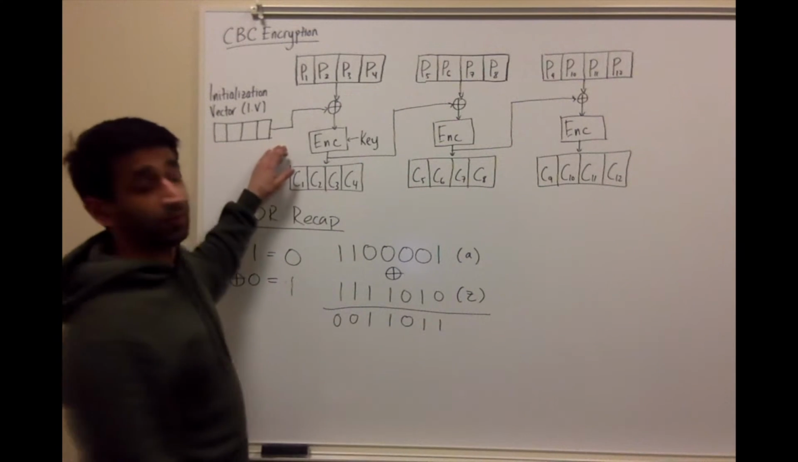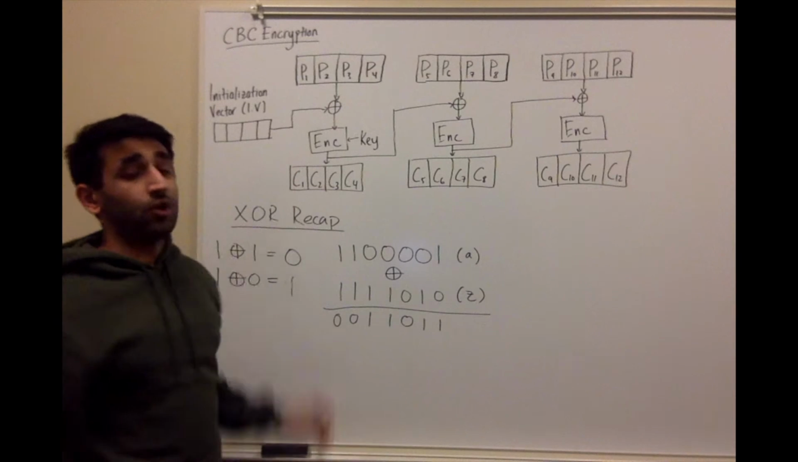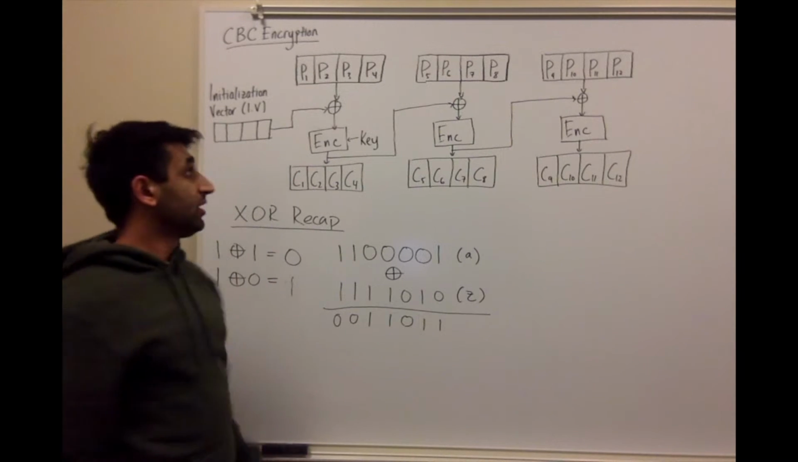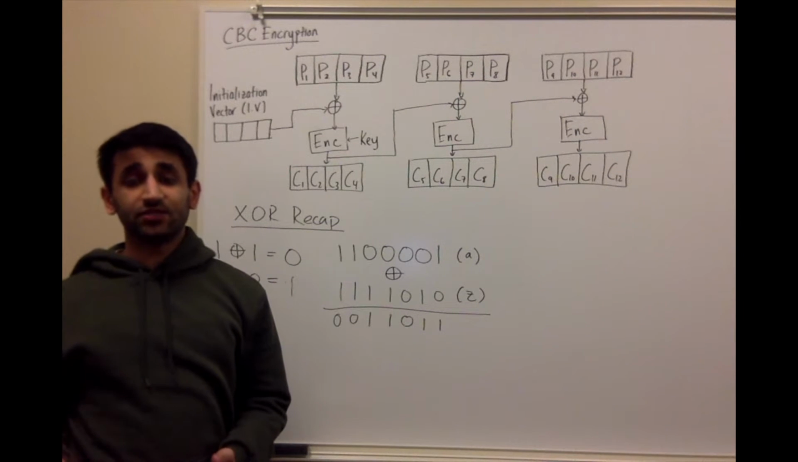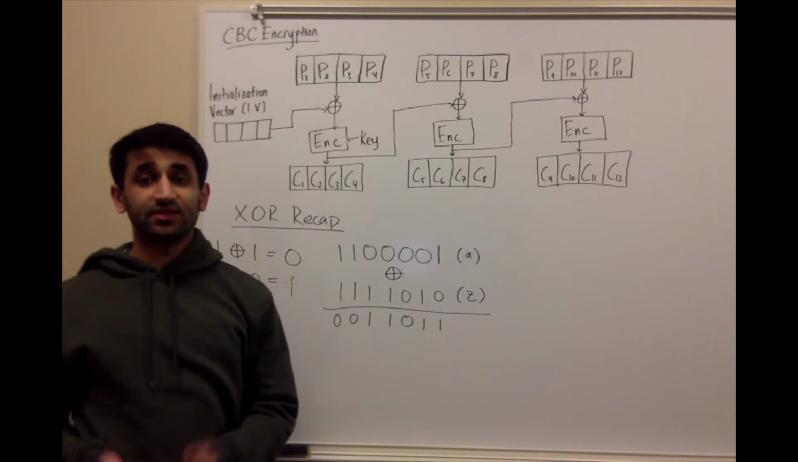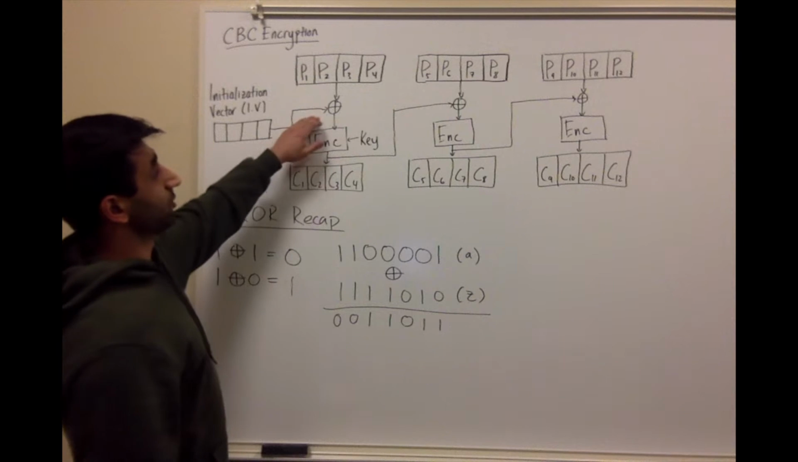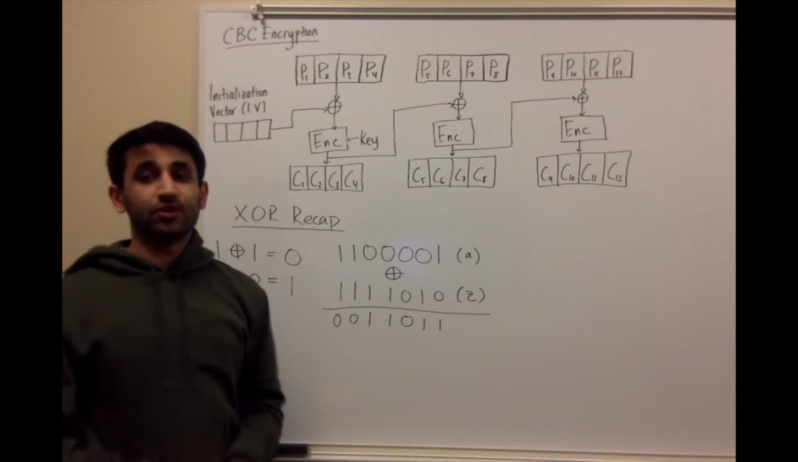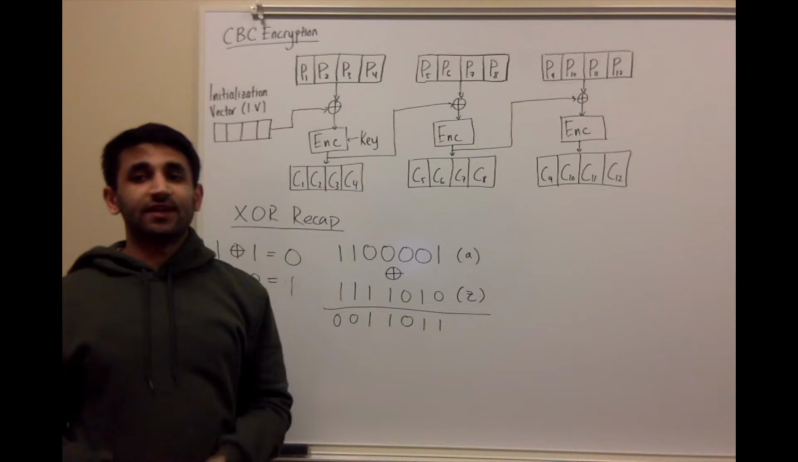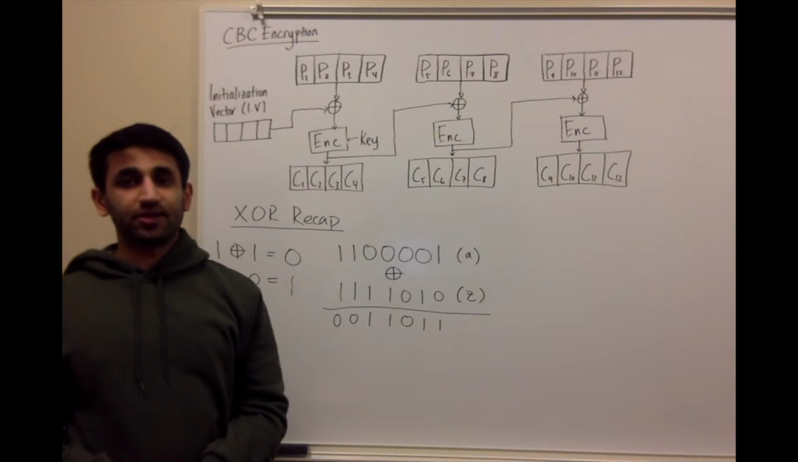Now, since for block number 1 there is no ciphertext block before it, we actually generate a random string of bits known as an initialization vector. This is the same size as the block size, and this is XORed with the plain text of the first block before it's fed through the encryption algorithm. So you can think of this as a seed for the CBC encryption algorithm.